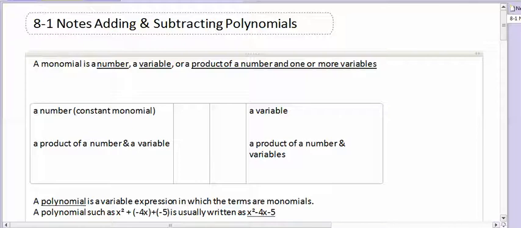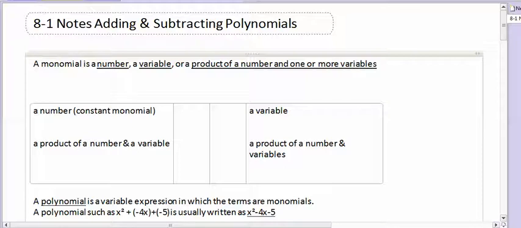I went ahead and I typed in the words that go in the blanks, so you've got some blank spaces there. You might want to stop the lesson, write those in, and then you can follow along with me as I pretty much read them to you and explain to you what they mean. Okay, a monomial is a number, a variable, or a product of a number and one or more variables.